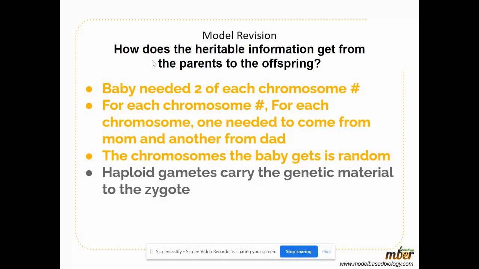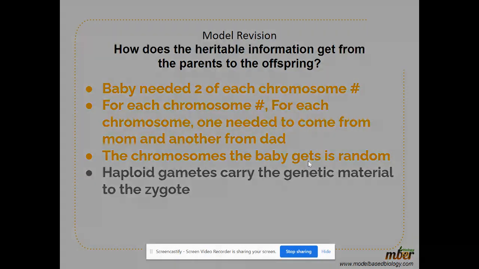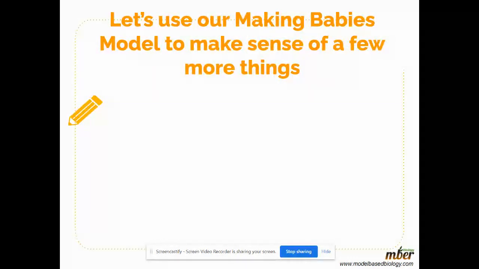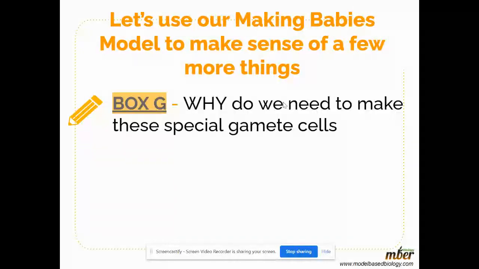Okay, so we're going to add this line. How does the heritable information get from the parents to the offspring? So this should be familiar. Baby needs 2 of each chromosome. For each chromosome, one needs to come from mom, one needs to come from dad. The chromosome the baby gets is random, and haploid gametes carry the genetic material to the zygote. So now we're going to use our making baby models to make sense of a few more things.